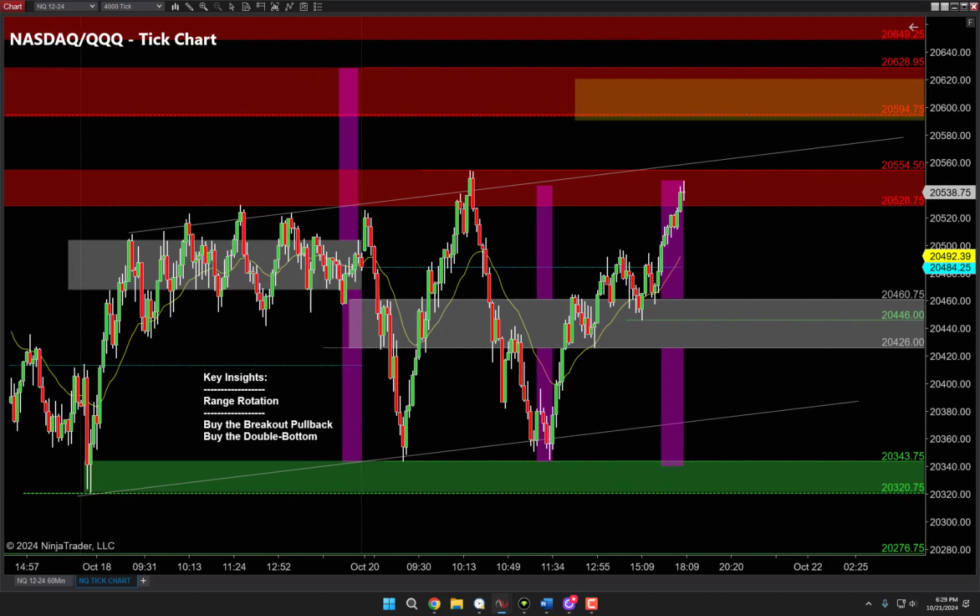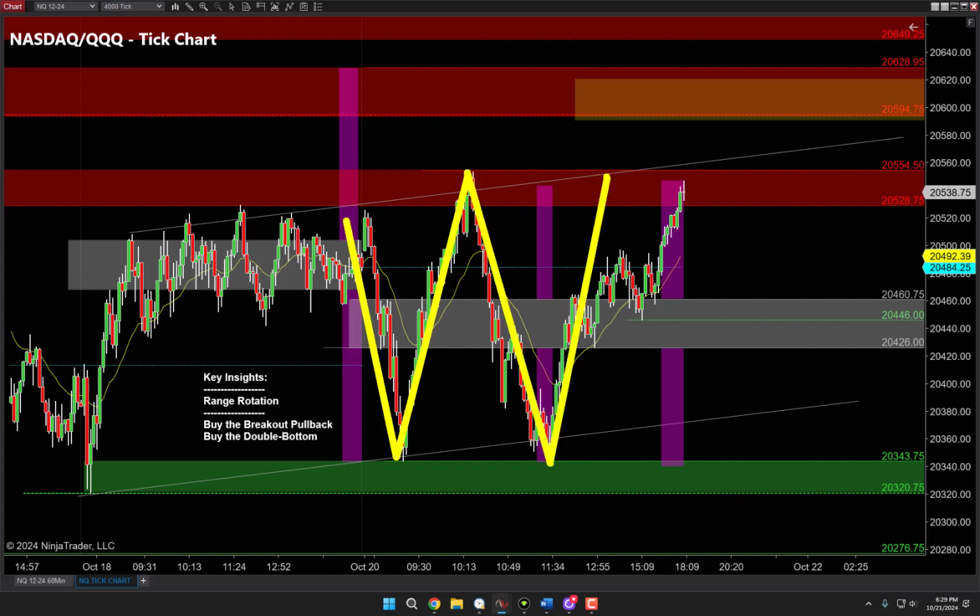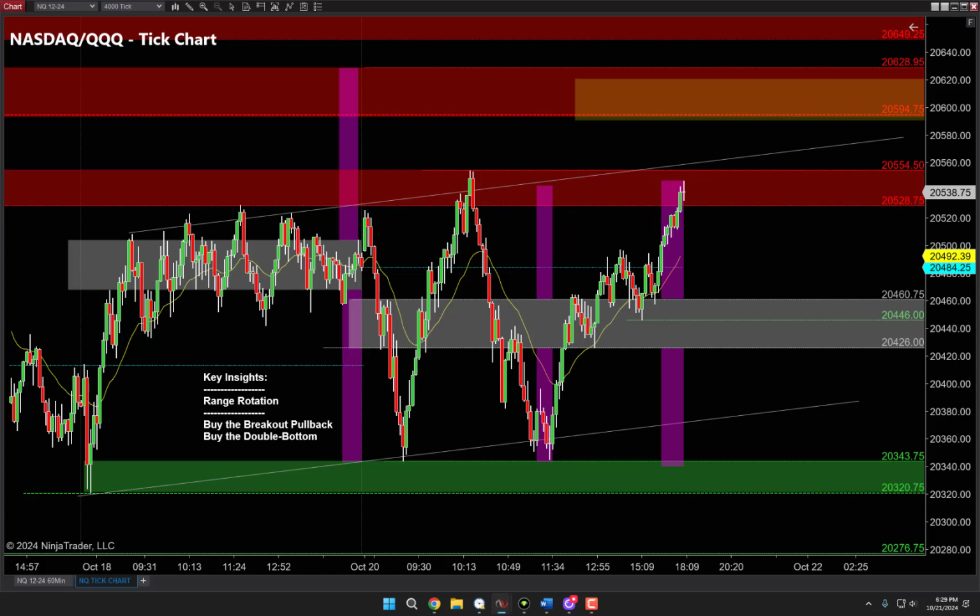There's one very big clue here on the Nasdaq. We had a big move down, a big move up, a big move down, a big move back up. Whenever we see big moves back and forth like this, anytime you see a big move, there's always going to be a range involved. That range appears to be right in the middle of that chart. Now, why is it important? Well, because we know that ranges act like magnets and they love to rotate.